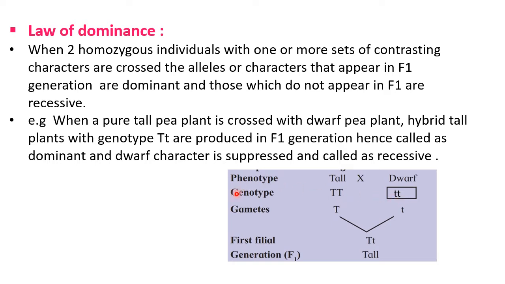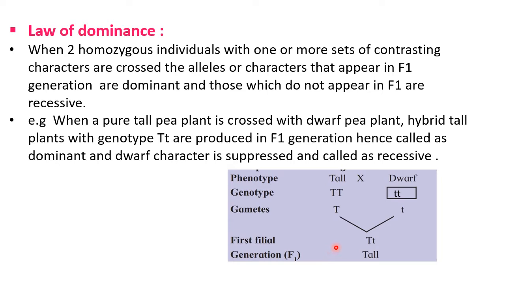So when these two homozygous parents are crossed, they will produce an equal number of gametes. Here only once T is written as similar gametes are produced. Here only once small t is written as similar gametes are produced. So after crossing a tall pea plant with a dwarf pea plant, the plants produced are in the first filial generation, called the F1 generation.